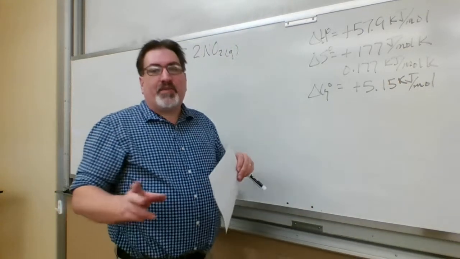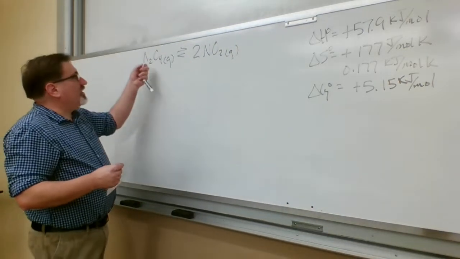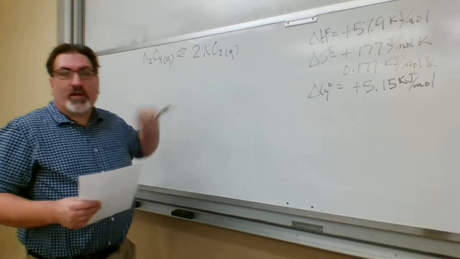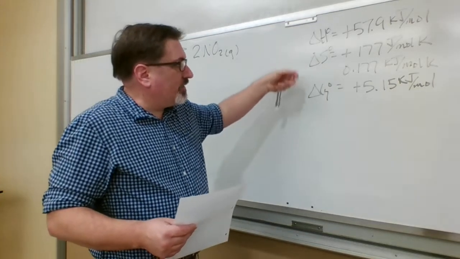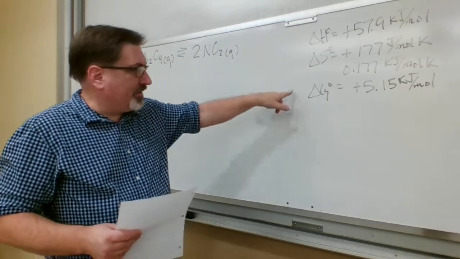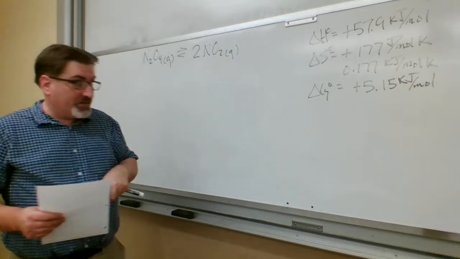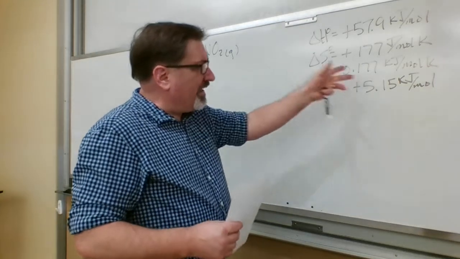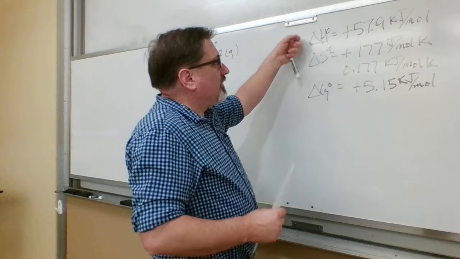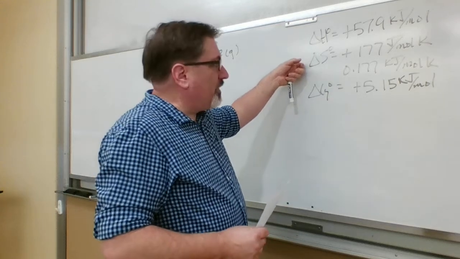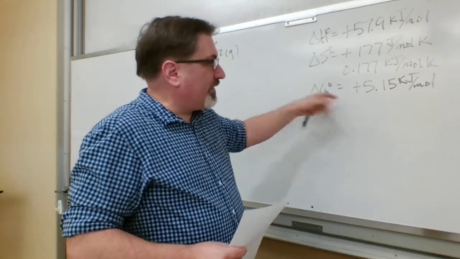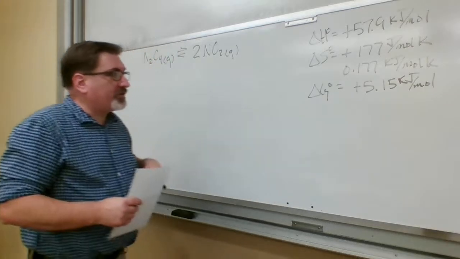So at the end of the last video, we've been working with the N2O4 goes to 2NO2 equation, and we calculated some values for it. We calculated delta G at standard conditions and at non-standard conditions. I've moved that information off to the side here. Delta H and delta S were given in the last problem. Delta G0 we calculated as plus 5.15 kilojoules per mole.